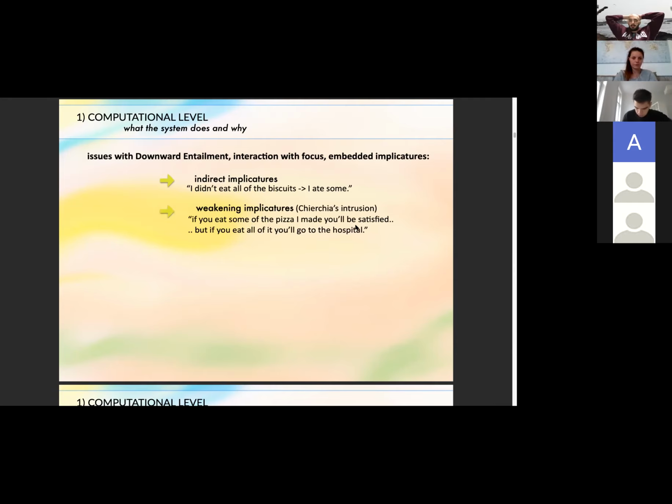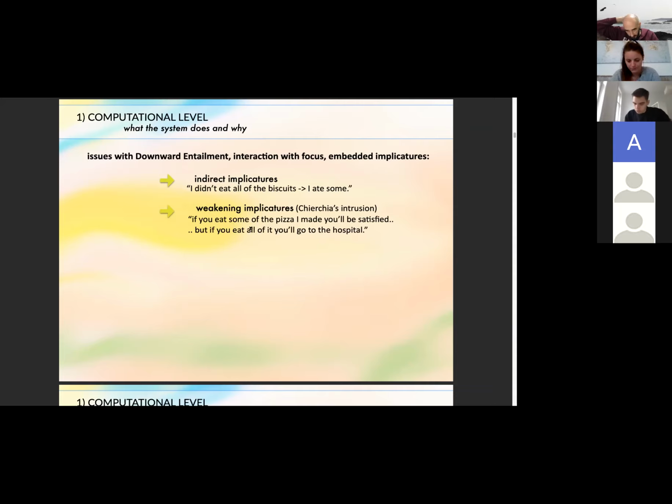Another interesting thing is what has been called intrusion, or weakening implicatures. So the point is that by the standard Gricean algorithm, in order to have an implicature, the effect at the end of the day that you achieve is that of increasing the informativeness of the sentence, increasing the informational content of the sentence, and getting something that is logically stronger. The problem is that sometimes you have these implicatures in contexts where they don't make the sentence stronger, but they make it weaker. Like, for instance, conditionals.